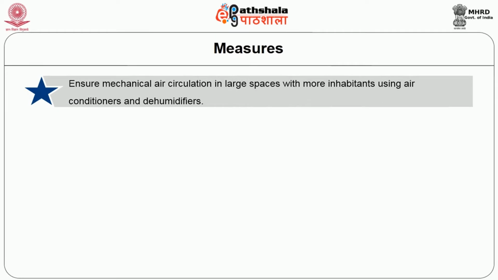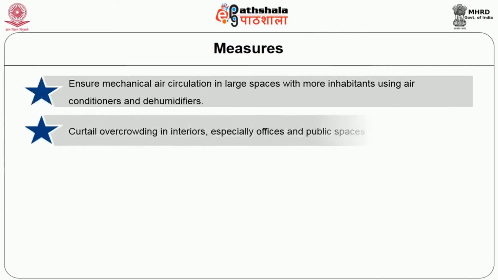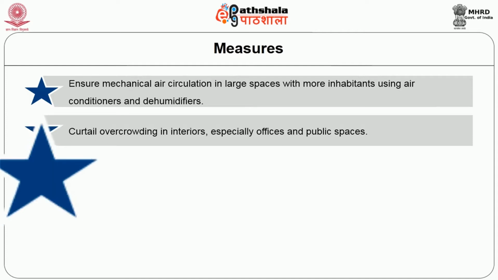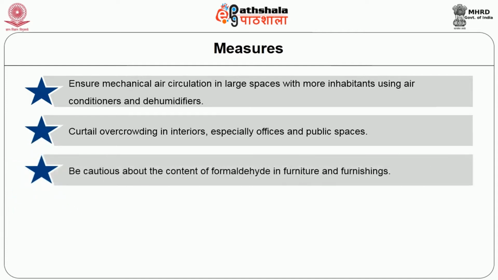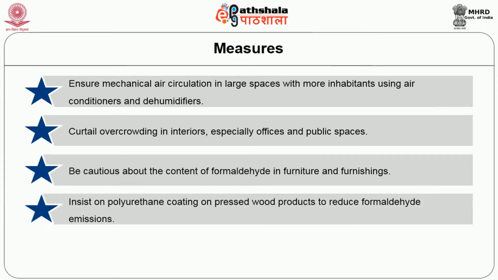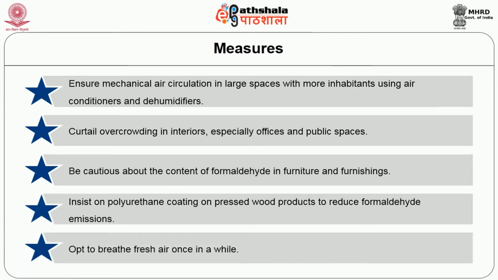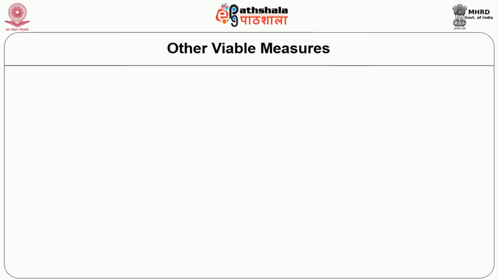Ensure mechanical air circulation in large spaces with more inhabitants using air conditioners and dehumidifiers. Curtail overcrowding in interiors, especially offices and public spaces. Be cautious about the content of formaldehyde in furniture and furnishings. Insist on polyurethane coating on pressed wood products to reduce formaldehyde emissions. Opt to breathe fresh air once in a while. That's more important. What other viable measures can we think about?